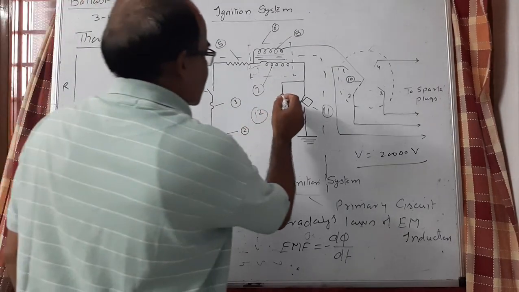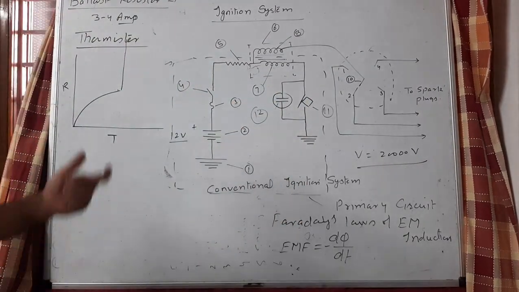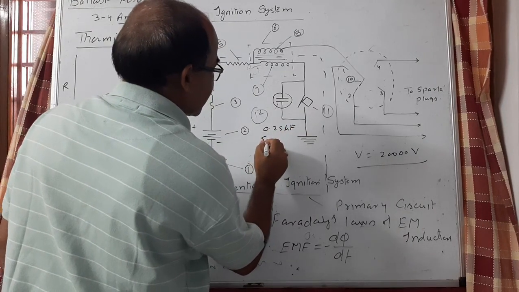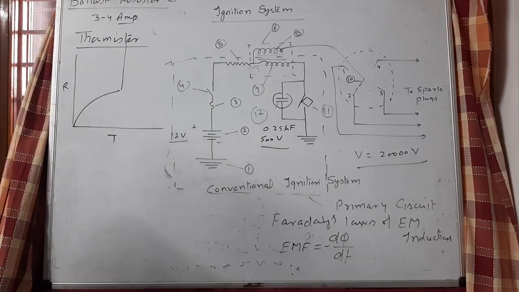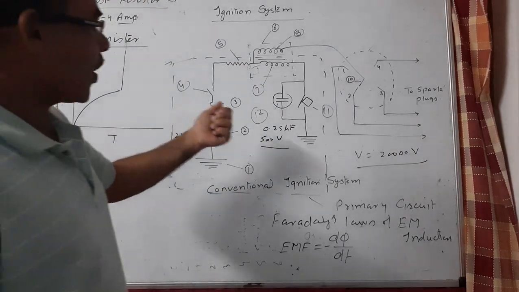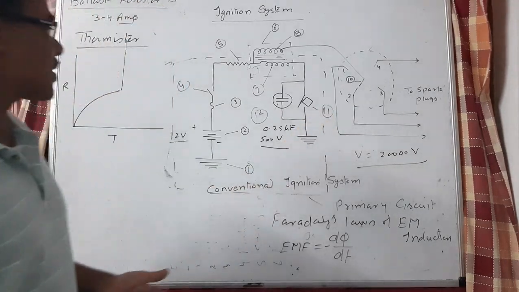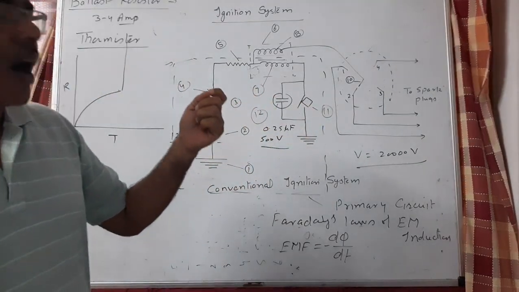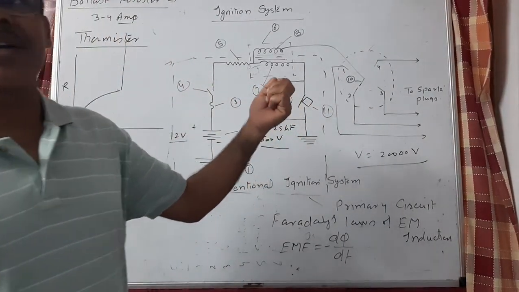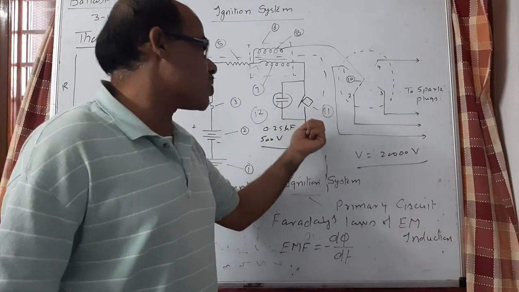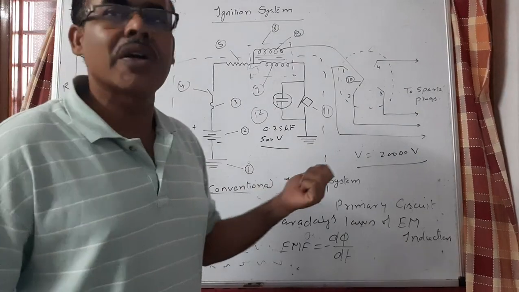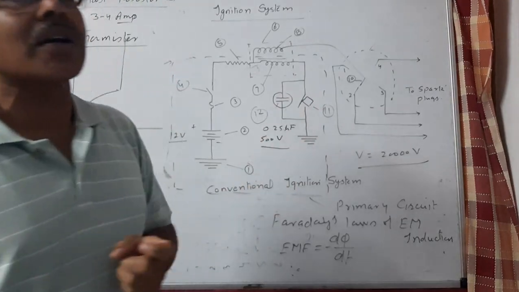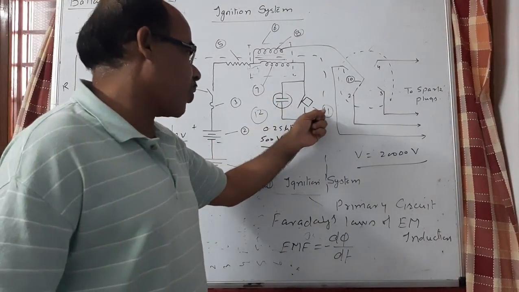The second thing is this condenser. Its specifications are 0.25 microfarad with 500 volts. How does it really work? When the contact breaker point makes and breaks the contact, arcing across the contact breaker point takes place, which really erodes the contact breaker points and its life decreases. So how does the capacitor protect against arcing across the contact breaker point?